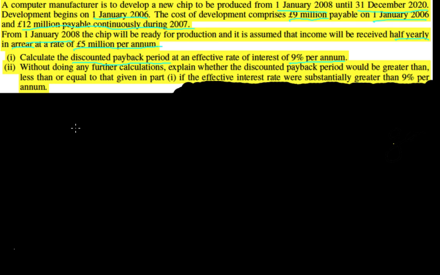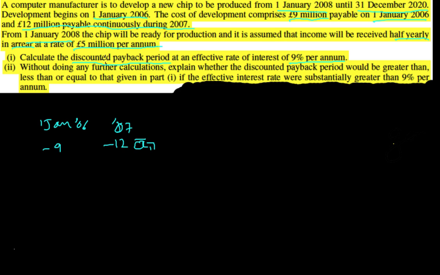Okay, so first things first, if we're just looking at the 1st of Jan 06, we're starting with minus £9 million, we're out. Then we've got some other amount during 2007. We've got to pay another 12 mil, and we're just doing it over 1 year. It's a continuous annuity like that. So this is so far how our equation is looking.